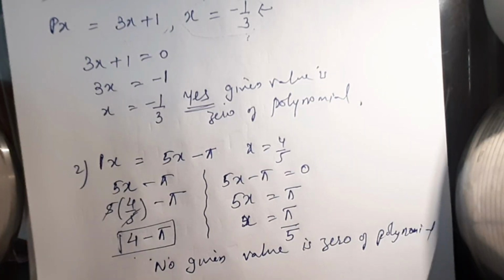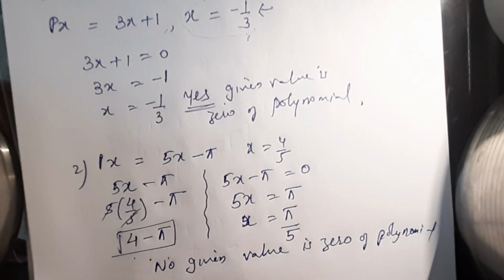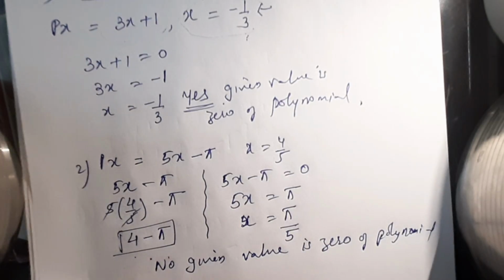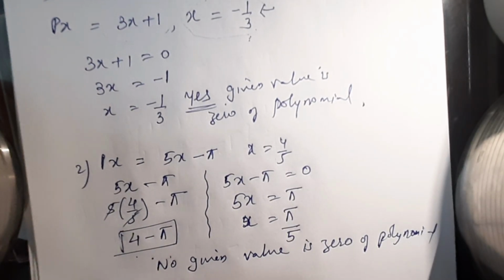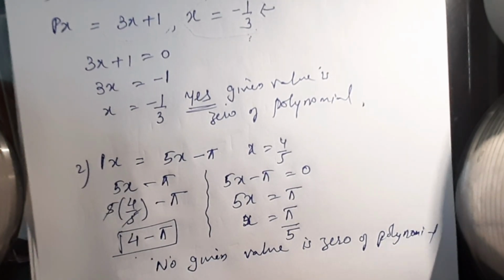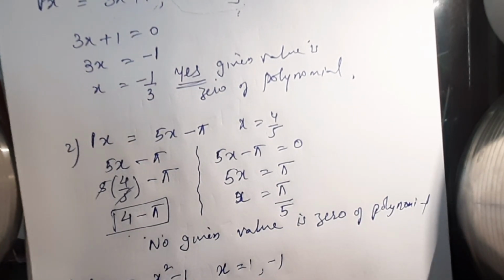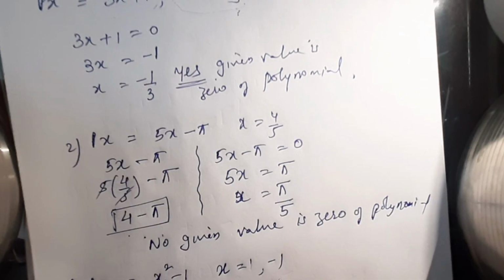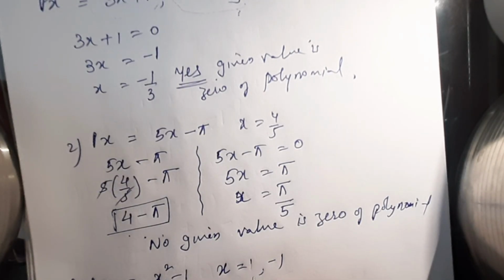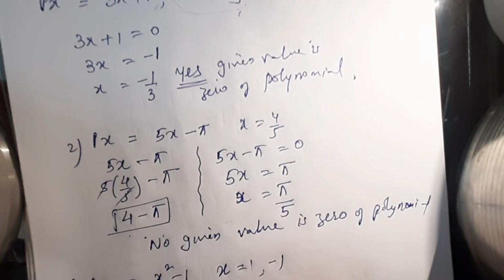Now the third question, where p of x is given as x square minus 1, and x is 1 and minus 1. We need to replace x with two values. It can be either plus 1 or minus 1. Now if x is plus 1, how will we get the value whether the 0 of the polynomial is plus 1 or minus 1? So we'll be verifying by putting the different values, 1 and again minus 1.